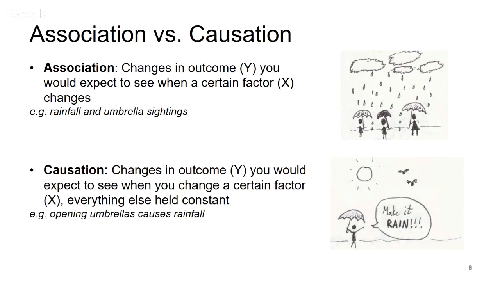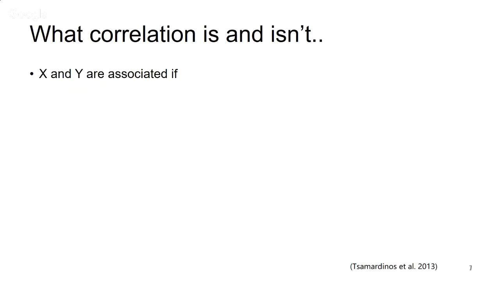But then you can think of it in terms of causation, where if you change a particular variable, so you intervene on a particular variable, some other variable changes. So you think of a hypothetical situation where if you opened an umbrella, for some mysterious reason, it starts raining. And you can make a case for causation. So there's been a lot of confusion about what is correlation, and more interestingly, what isn't correlation.